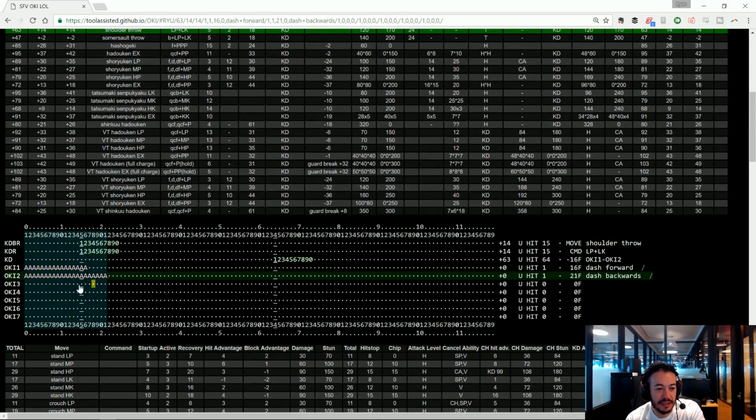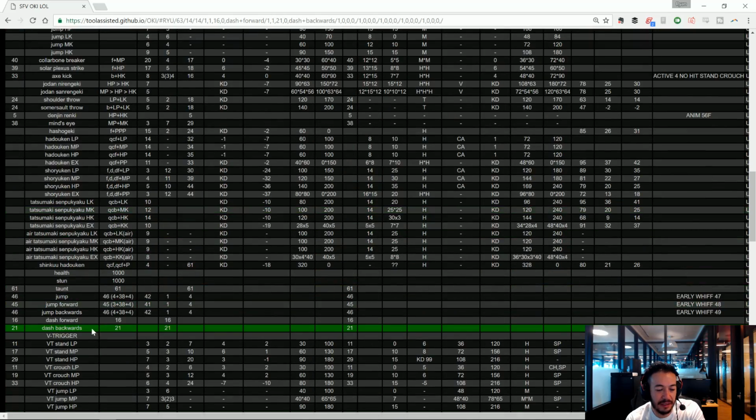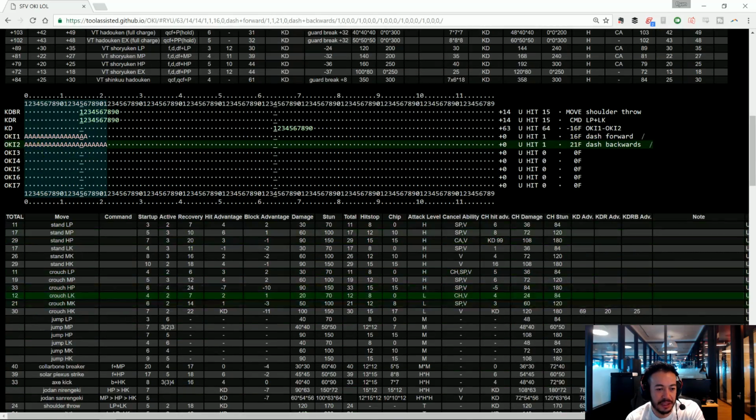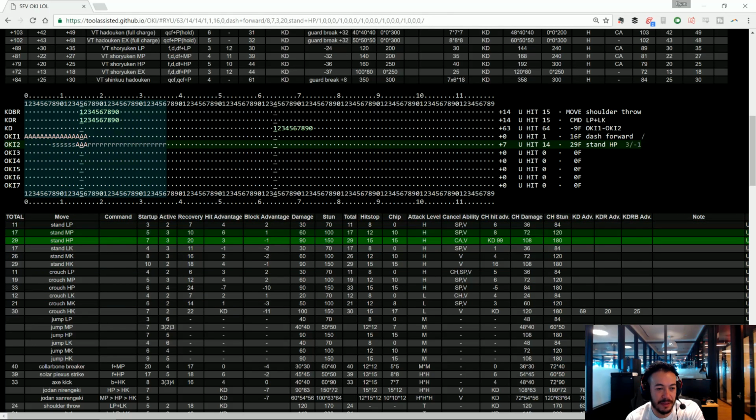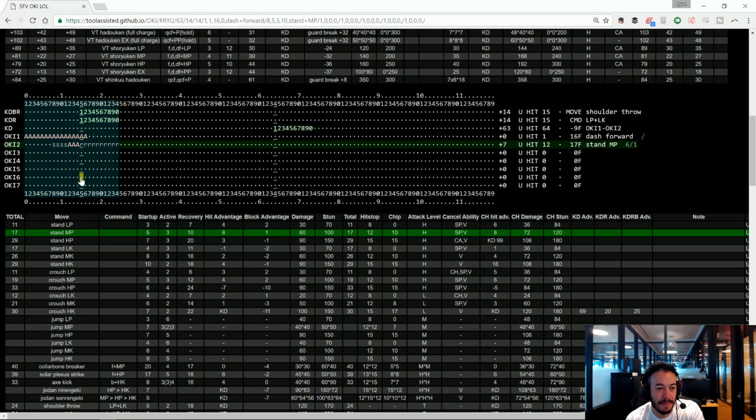Okay. See, right here, I clicked on slot number two. I can click on slot number two and then click on, let's say, standing medium punch, and then that loads that up. Gotcha. Okay. Perfect. And then to clear it, you just press delete on the keyboard.